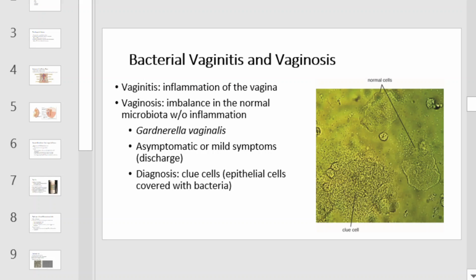Bacterial vaginitis and vaginosis. Vaginitis is inflammation of the vagina. Vaginosis is an imbalance in the normal microbiota without inflammation. Gardnerella vaginalis is a common cause of this type of infection. Individuals may be asymptomatic or only show mild symptoms such as discharge. It's diagnosed through the use of clue cells, which are epithelial cells covered with bacteria.